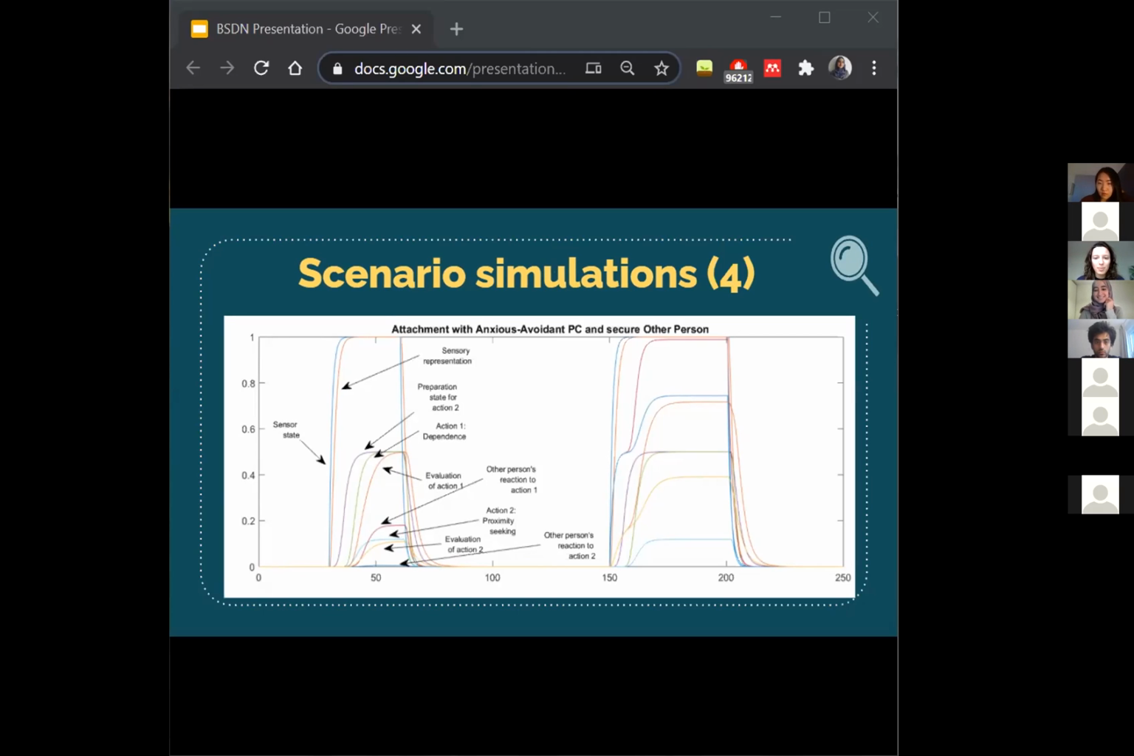The level of dependence then stays in the balance range when interacting with the other person. And the other action, action 2, or the level of proximity seeking, is below the balance range due to the insensitive and rejecting parent. But as we mentioned before, when interacting with the other person, our main character learns what a balanced level of proximity seeking is and adapts their level of proximity seeking accordingly.